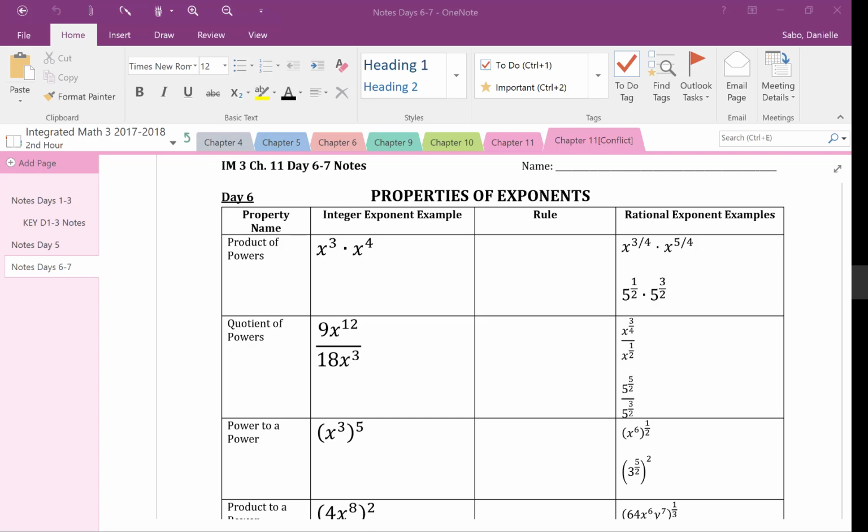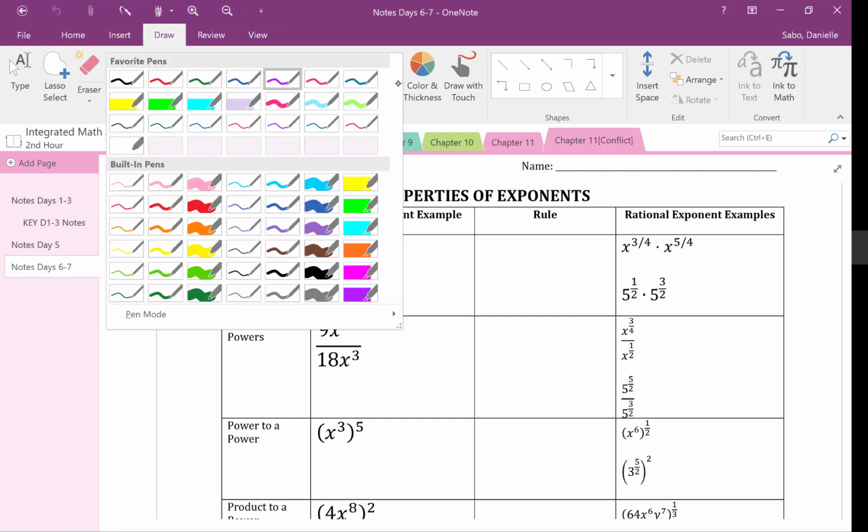Because this first page we're going to go a little quickly, because we should already know the majority of these, at least from last year. So when we're talking about products of powers, remember our powers are just the exponents. If they have the same base, like the x here, what do we do with the exponents when we multiply? We add them.